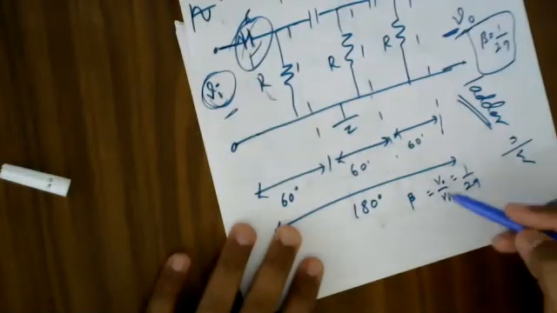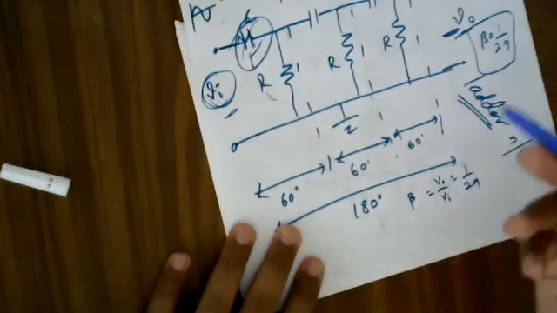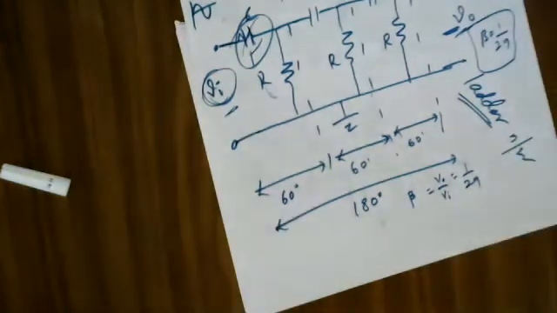Now since this gain is equal to 1 by 29, what has to be the gain of my amplifier? What has to be the gain of my amplifier? Please answer in the group chat.